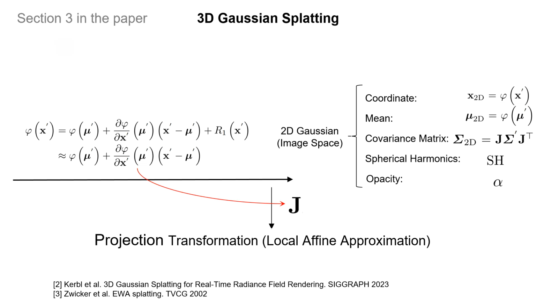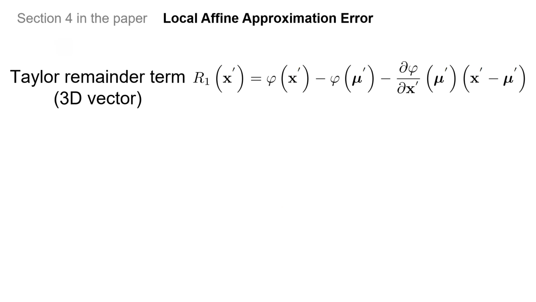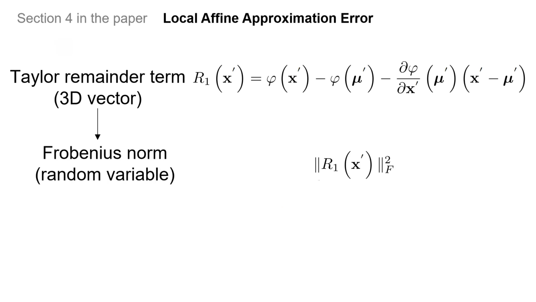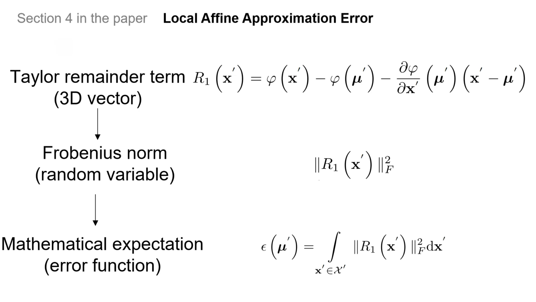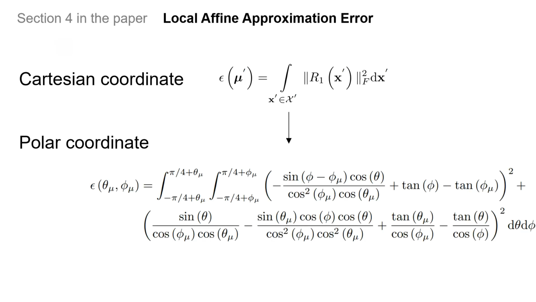local affine approximation. The error introduced by the local affine approximation can be characterized by the Taylor remainder term. Clearly, this Taylor remainder term is a 3D vector. By computing the square of the Frobenius norm of this vector, we can obtain the function with respect to the random variable x prime. Finally, the error function with respect to the mu prime can be obtained by calculating the expectation of this random variable. In order to facilitate calculation, we might as well convert Cartesian coordinates to polar coordinates to solve the expectation.